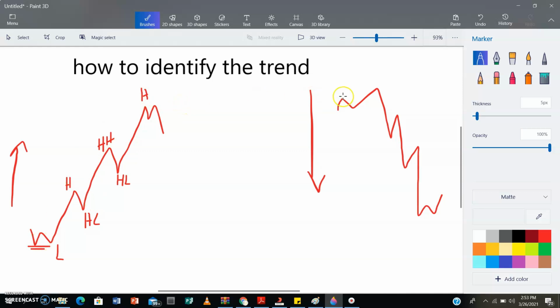Okay. The same happens, but in a mirror way, or in an opposite way. If you're now going into a downtrend, you start from a high, and from a high you get to what is called a low.